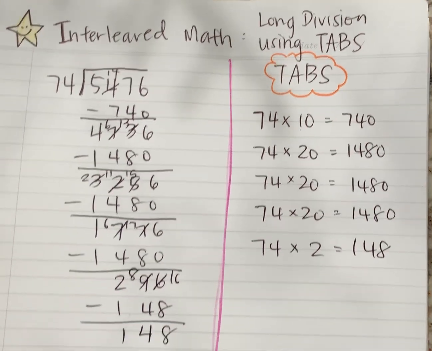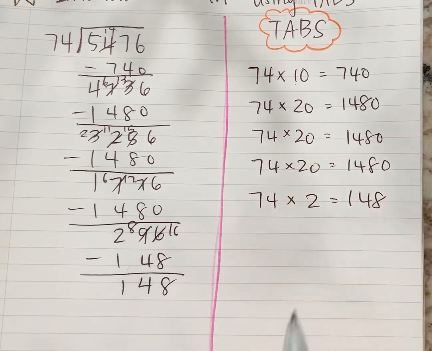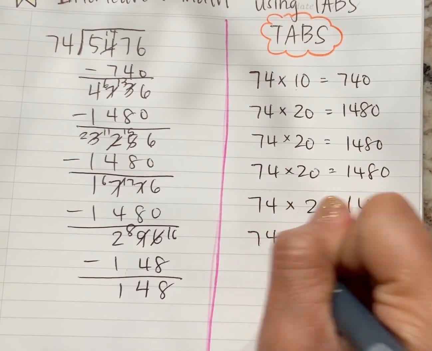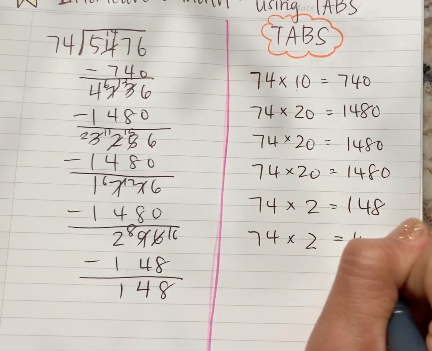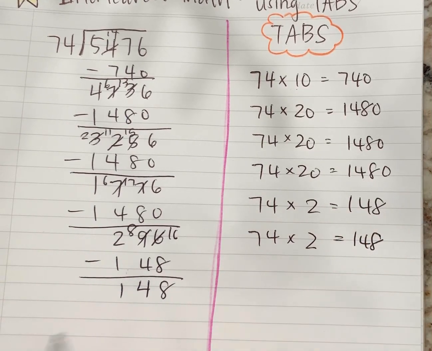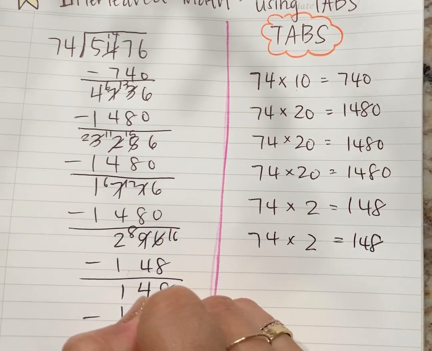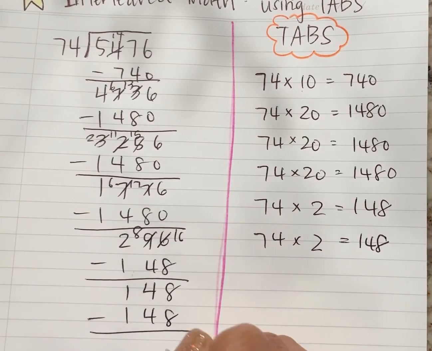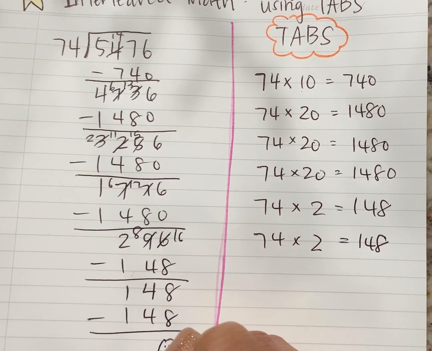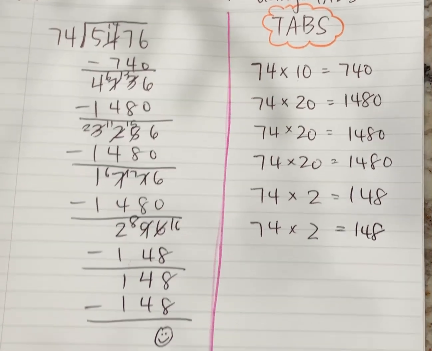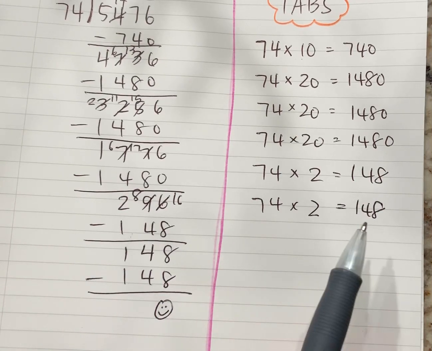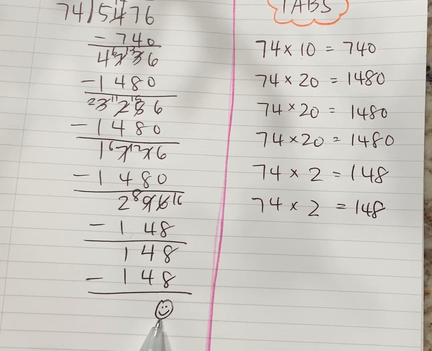And look what we have here. I already know that 74 times 2 is 148 again. So here we are. We're going to subtract 148. And that's the end, right? We've subtracted the last 148. And we got a remainder of 0. That means we're done. But wait a minute.